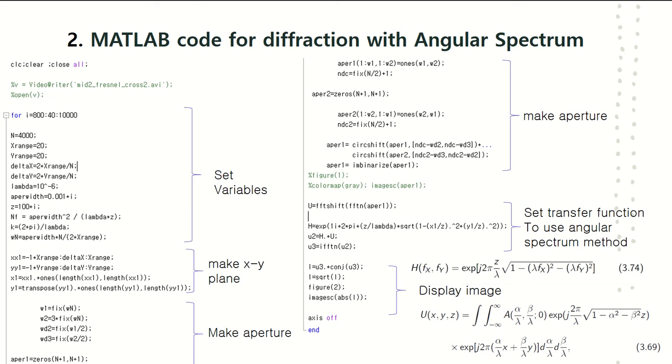This MATLAB code is the angular spectrum method for diffraction. The first part is setting variables, the second part is making the xy plane for calculation, and the third part is making apertures. I made a cross aperture this time by overlapping two rectangular apertures and using the imbinarize function provided by MATLAB. The imbinarize function is advantageous in creating apertures because it makes the image binary. And the last part is calculation of the Fresnel integral by using the angular spectrum method. To find u(x,y), multiply the Fourier transformation of the aperture and the transfer function h, and do the inverse Fourier transformation of that, and we can find the diffraction pattern.